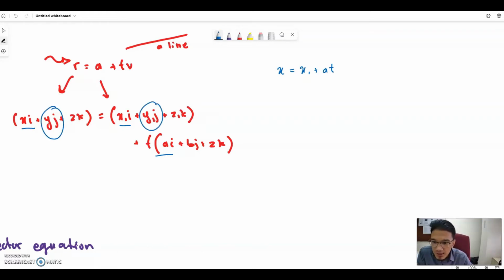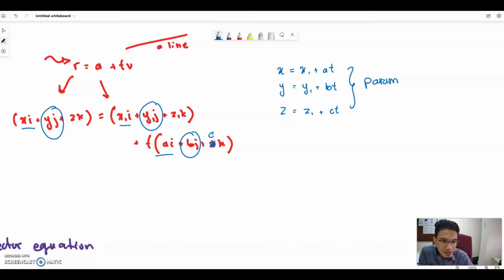And then for the y and b, y equals y1 plus bt, and also z equals z1 plus ct. Sorry, why did I put z right here? Actually c, ck, not zk. So now we have three separate equations. These three separate equations are what we call a parametric equation.